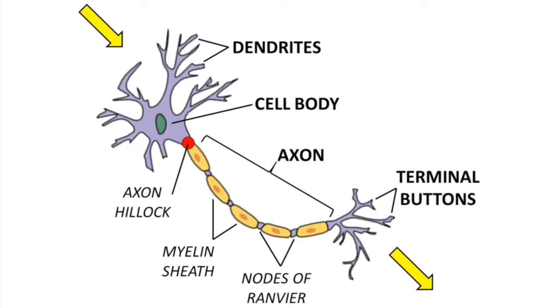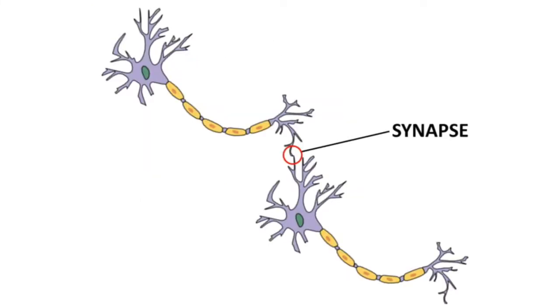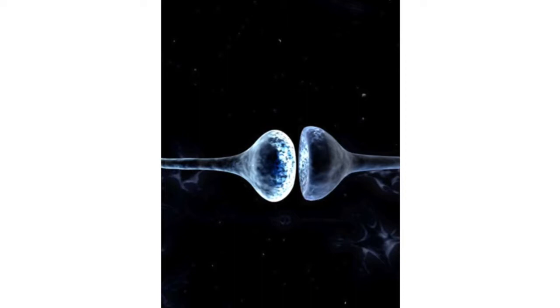The second structure we need to become familiar with is the synapse. The synapse is where information exits the terminal button of one neuron and enters the dendrite of a second neuron. In the human brain, there are an estimated 100 trillion synapses. And if we zoom in real close to a synapse, we find that the two communicating neurons do not actually touch. Rather, there's a small gap between the end of one neuron and the start of the next.